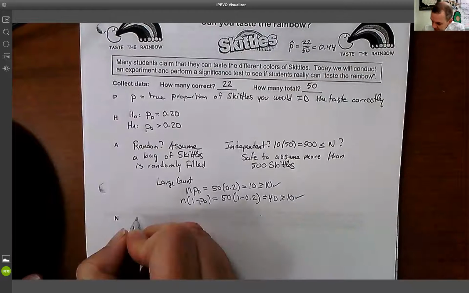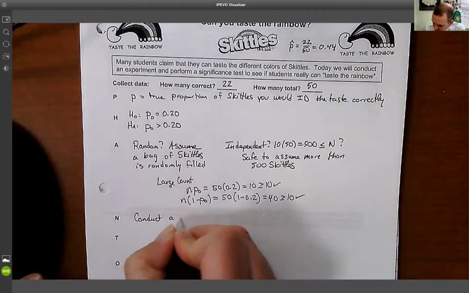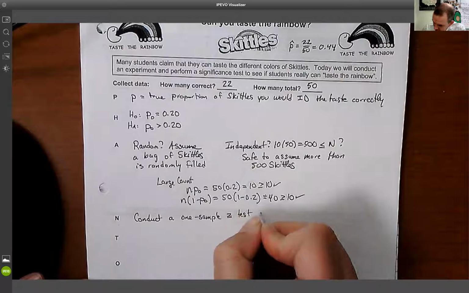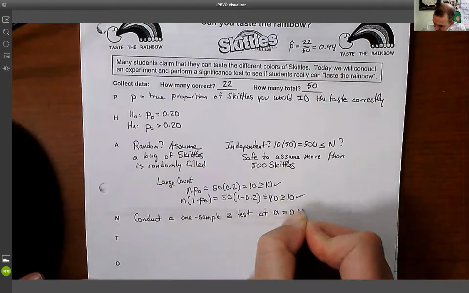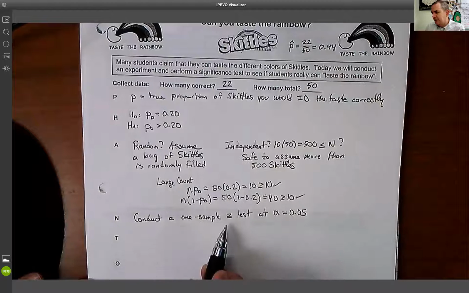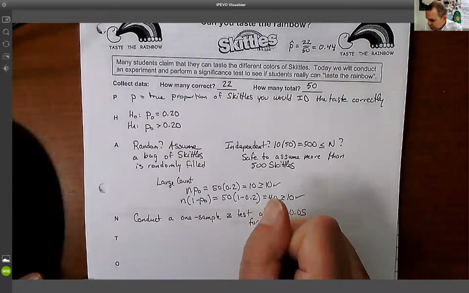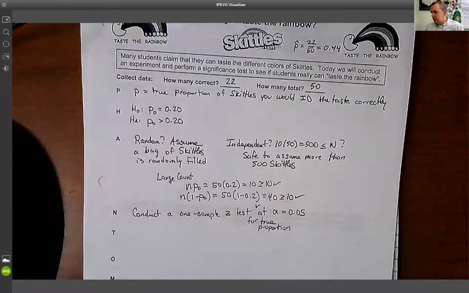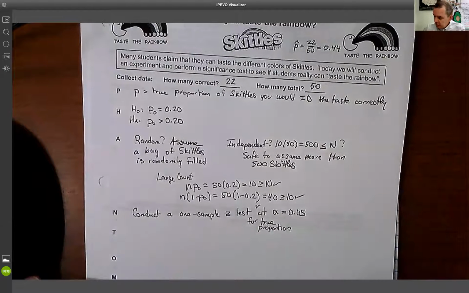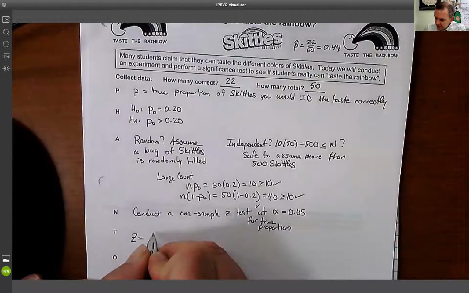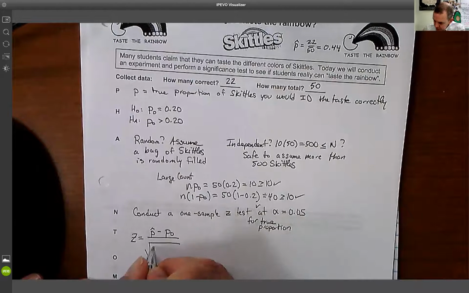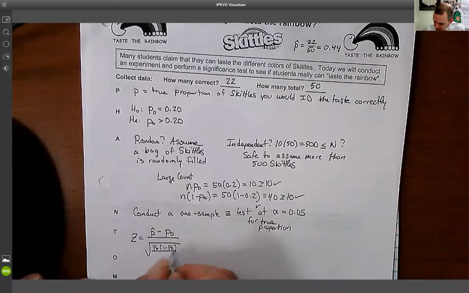Okay, so this one, we are going to conduct a one sample Z test at an alpha equal to 0.05. My mistake. We're going to conduct a one sample Z test for true proportion at significance level equal to 0.05. Then we're going to use this formula: your p hat minus your p naught, over the square root of your p naught times 1 minus p naught, over n.